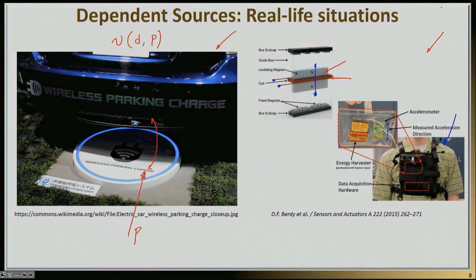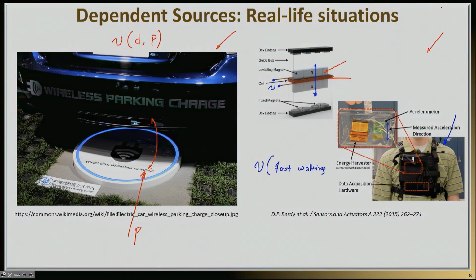You're using your own vibrations, your own walking pattern to basically power these devices. So if, let's say, you were powering maybe a wearable sensor here, the source of that wearable sensor could be modeled as a dependent source. So that source, let's say, for example, is a voltage V, would basically depend on how fast you're walking. So it's basically the walking speed.